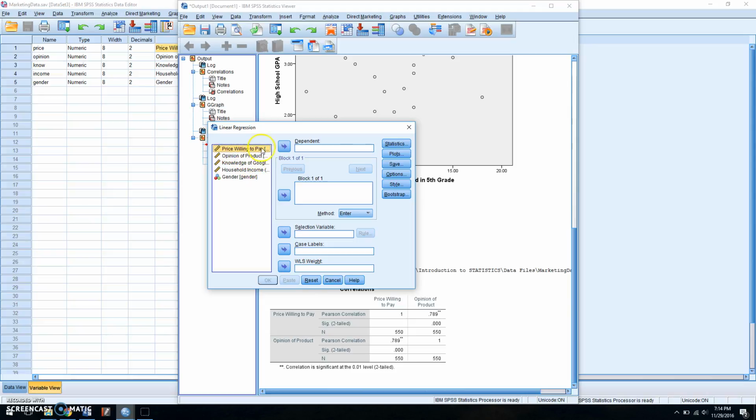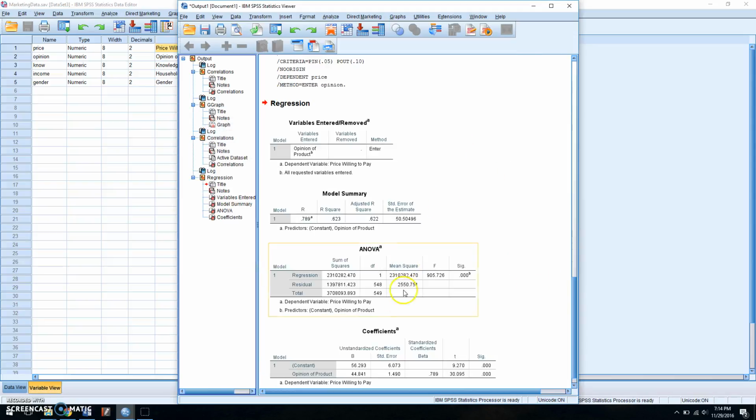We can take price and put that into the dependent variable slot. That's our criterion here. We're predicting that price. And then down here are our predictor variables. For now, we're just going to put opinion in there as the lone predictor of how much people are willing to pay. For now, we'll leave everything just like that and click OK. That's all we need to do. Set our predictor, set our criterion, and here we get a whole bunch of new information.